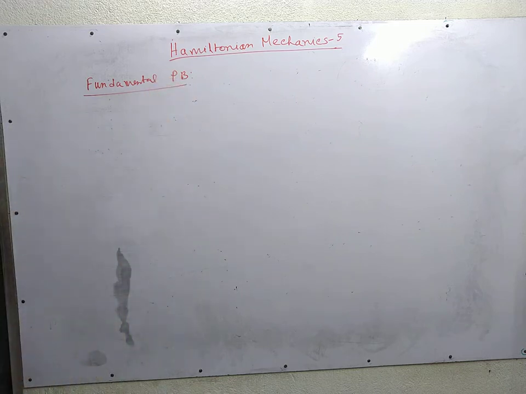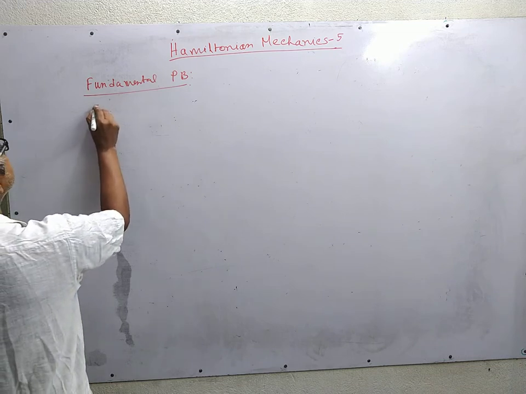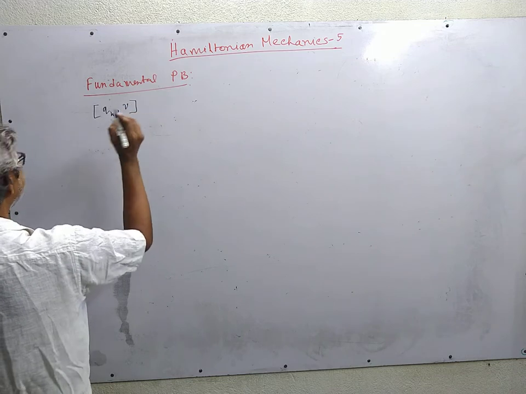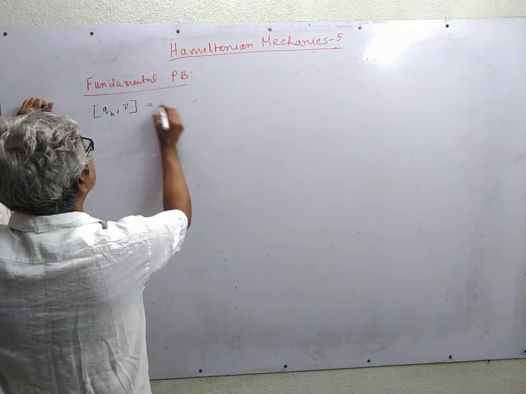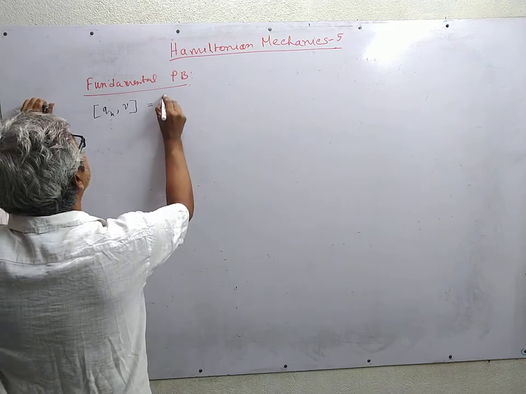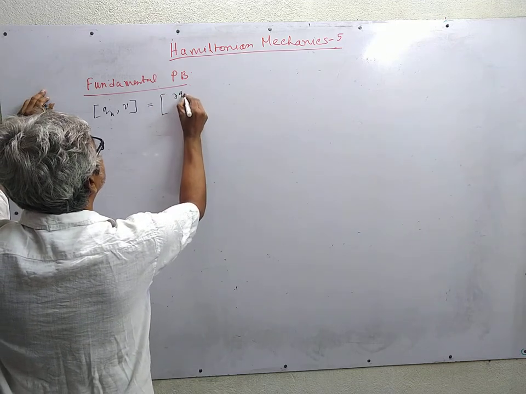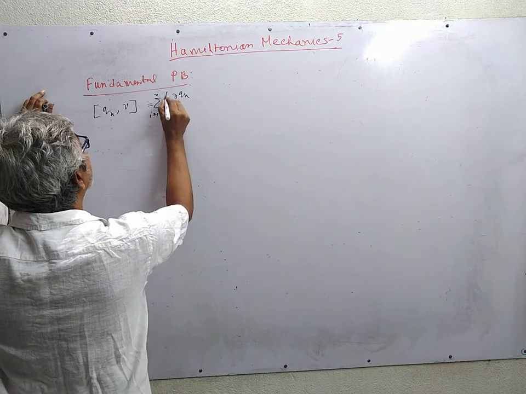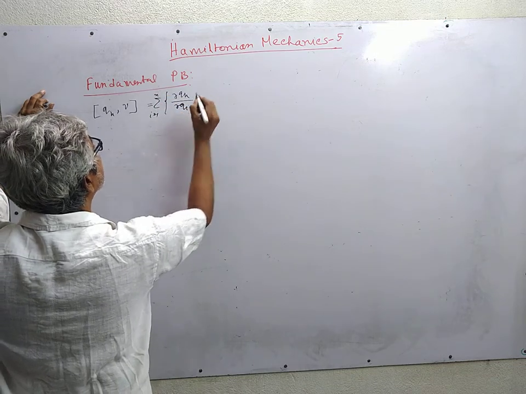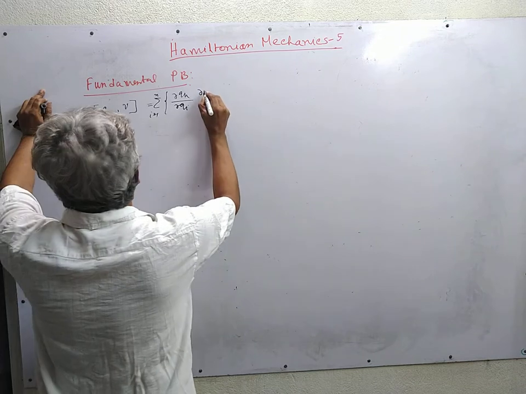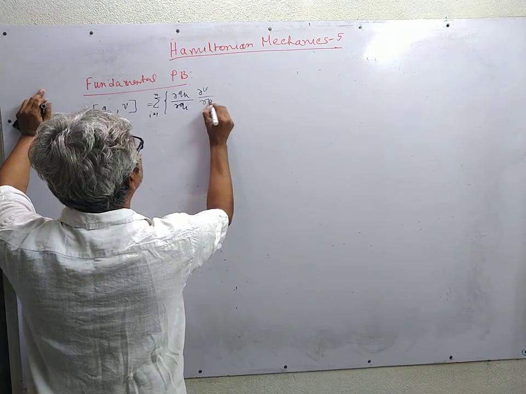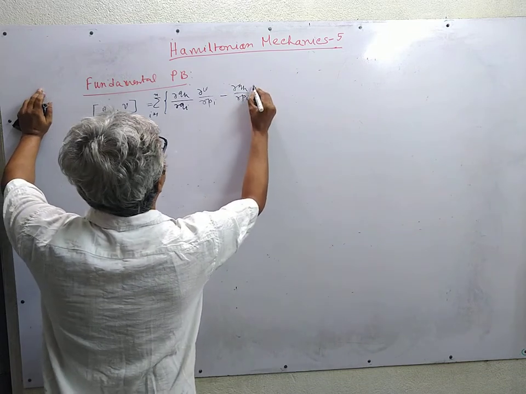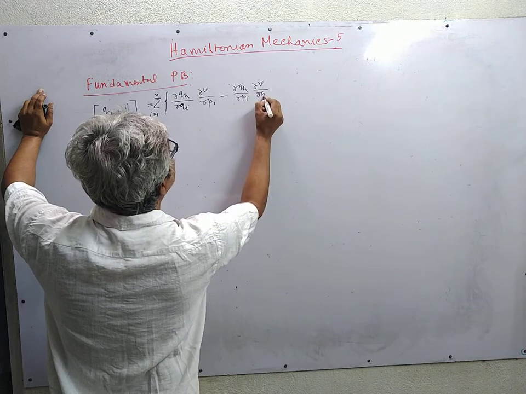We consider this Poisson bracket, [qk, v]. So by definition it is the summation over i equal to 1 to n of ∂qk/∂qi ∂v/∂pi minus ∂qk/∂pi ∂v/∂qi.